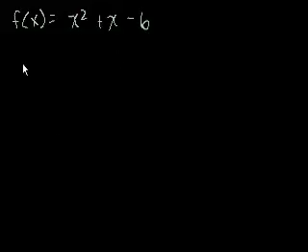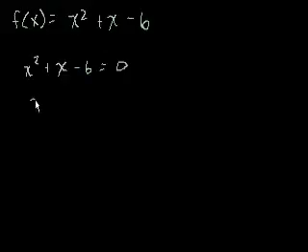Well, if we wanted to figure out where this function intersects the x-axis, or the roots of it, we learned in our factoring quadratics that we could just set f of x equal to 0, right? Because f of x equals 0 when you're intersecting the x-axis. So you would say x squared plus x minus 6 is equal to 0.